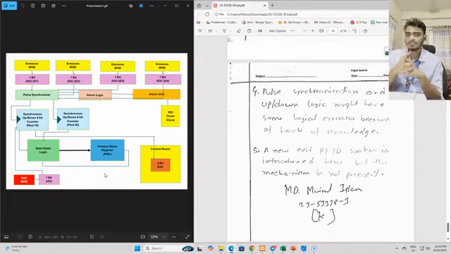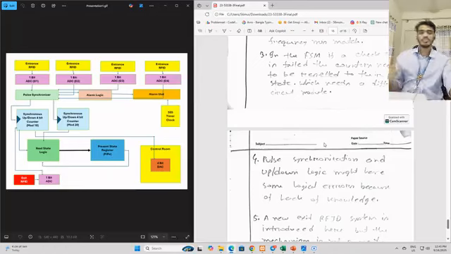So these are my limitations in this whole system, and that goes my whole presentation of this OPE assessment.